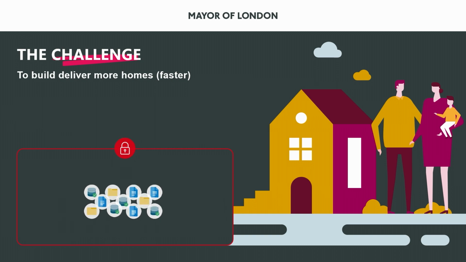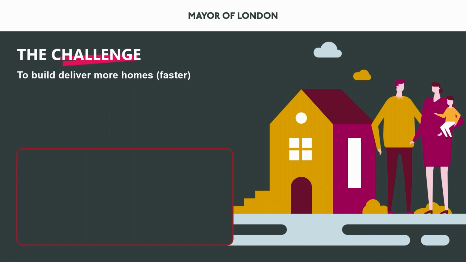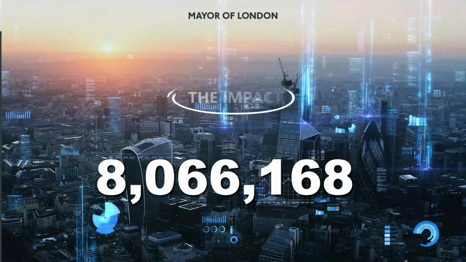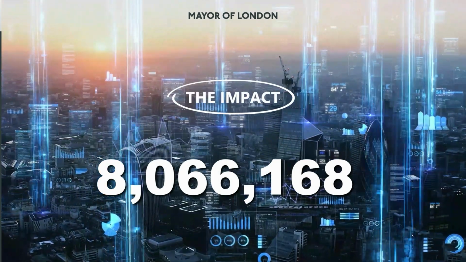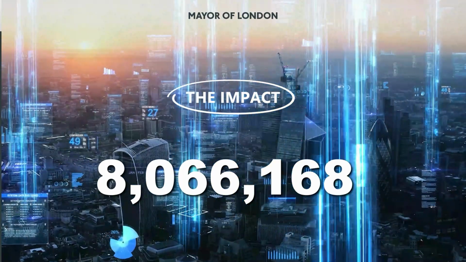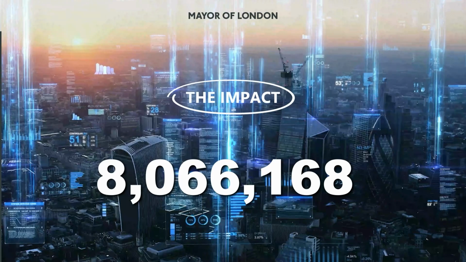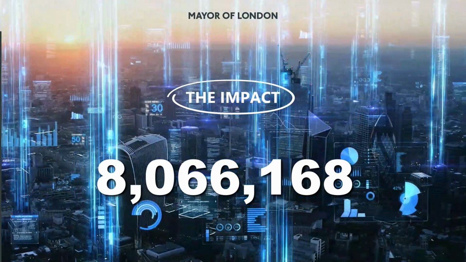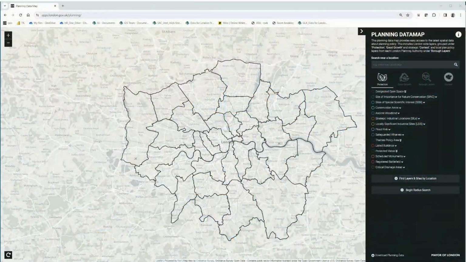What impact has this really had? Well, the impact has been tremendous. So far this year, so up to the 1st of this month, the data has been pulled out of the data map this many times. Over 8 million times so far. If that's not a really clear use case for doing it, I don't know what is. So Paul, how did we do it?